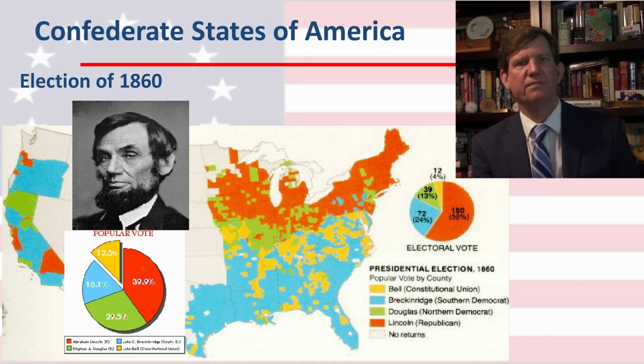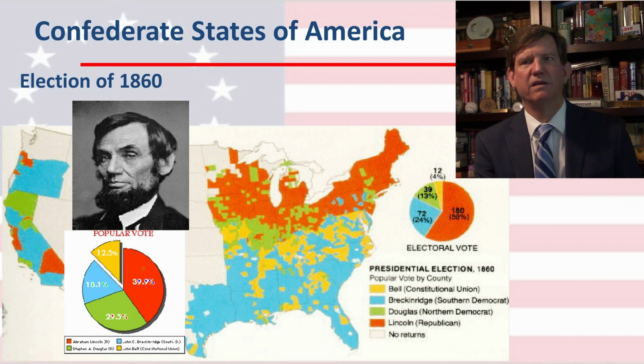In the north, Abraham Lincoln competed against Stephen Douglas. Stephen Douglas wanted to continue compromises like the Missouri Compromise. Stephen Douglas wanted the country to continue to expand slavery, but at a half and half pace. Half slave, half free.